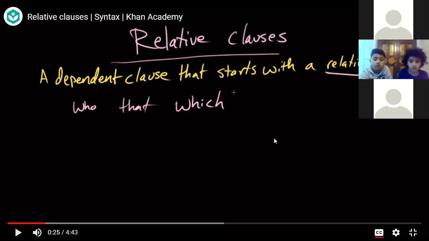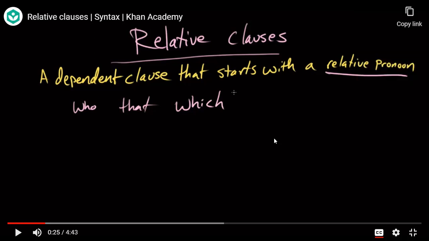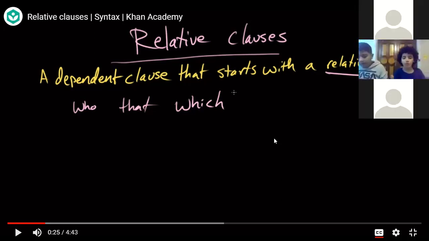Okay, so let's see here. We have relative pronouns. How many are they? Three here. Who for person, that for both people and things, and which for things, places, animals, and so on. So let's see.